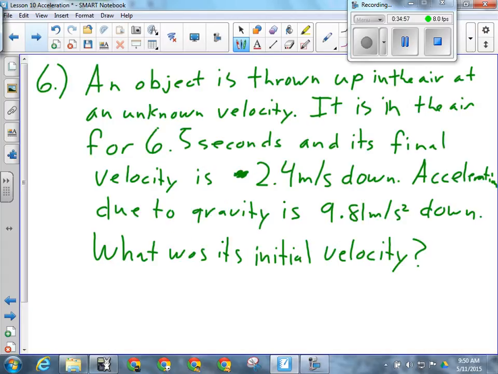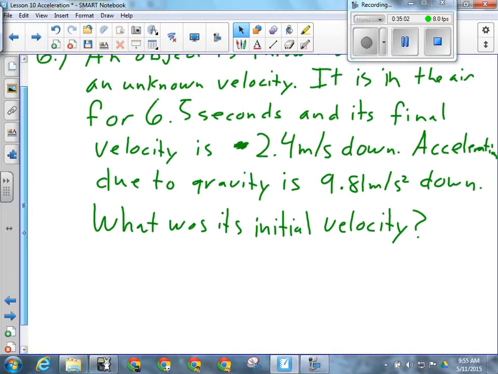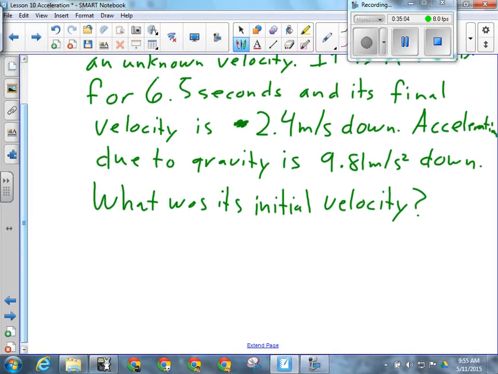Okay, try this one. Write it down and try it. We got lots of examples today. All right, let's have a look at this one here. So it's thrown upwards in the air at an unknown velocity. That means we don't know how fast it's going at the beginning of the question. So VI is unknown.